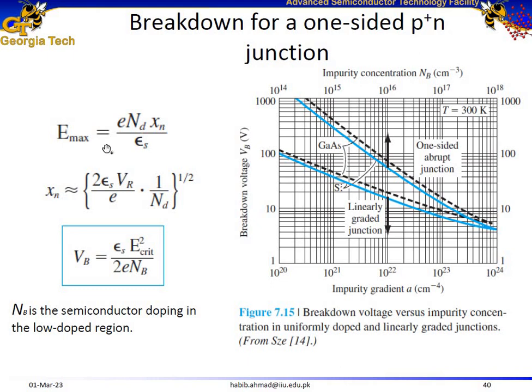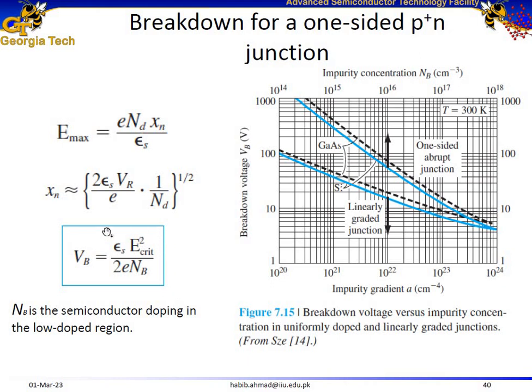this, and here VR is the reverse bias voltage. Emax is the maximum electric field, or the critical electric field at which the breakdown occurs. So replace VR with VB, the breakdown voltage, because it's a reverse bias voltage and at this voltage the breakdown occurs. And replace Emax with E critical, the peak electric field at which the breakdown occurs. And replace ND with NB. Here we are considering a P plus N junction, and NB means the background doping concentration of the lightly doped material.